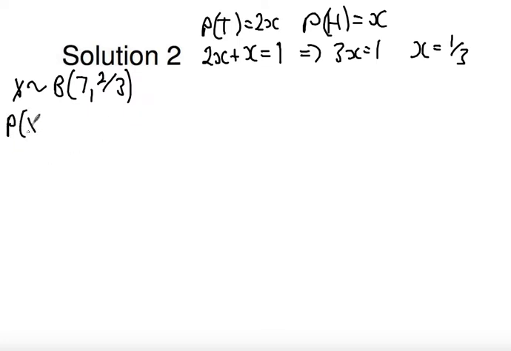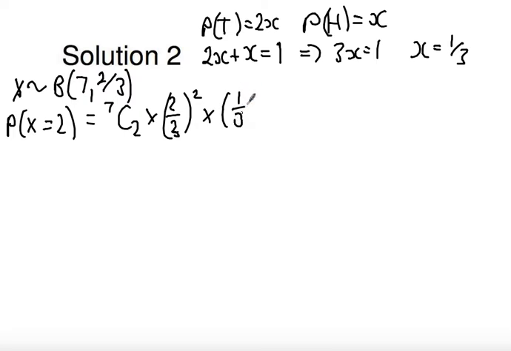Now, part A asked for the probability of X being equal to 2. This would be calculated by doing 7 choose 2, multiplied by the probability of success, 2/3, squared, times the probability of a failure, 1/3, to the power of 5. If I quickly do this on my calculator, it can be typed in all in one go. I should get an answer of 28 over 729.